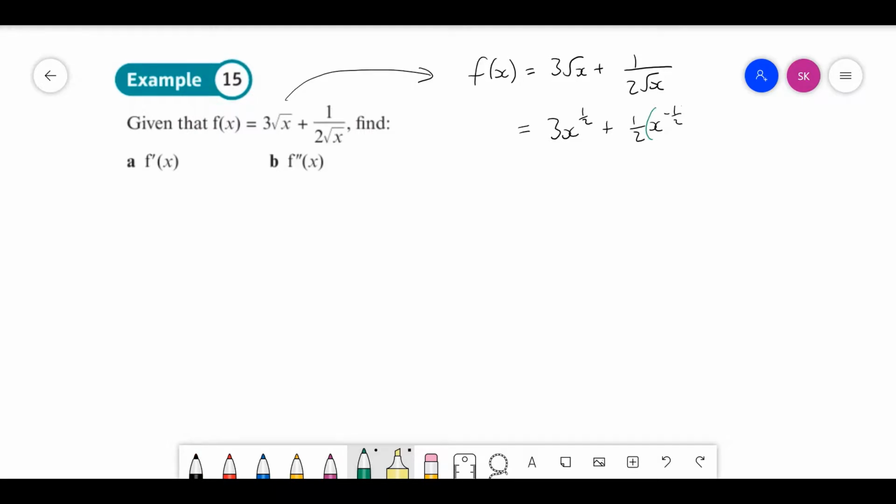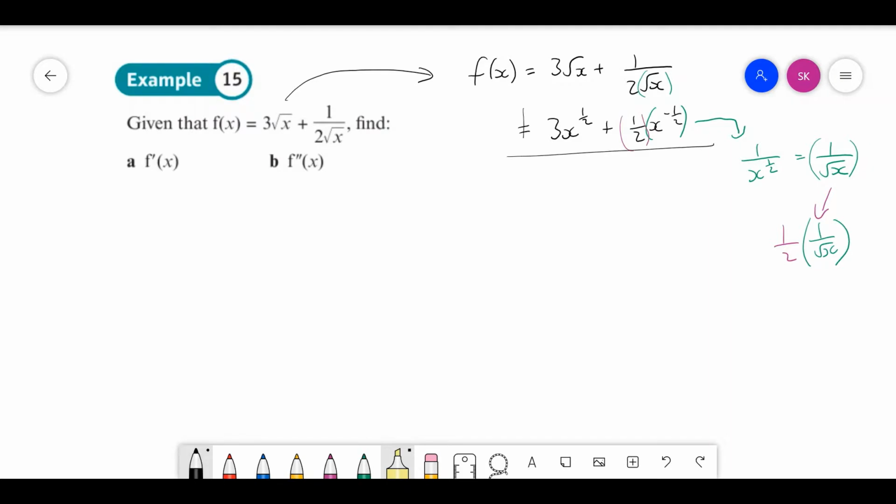To be really clear, this bit is the same as 1 over x to the power of a half, which is the same as 1 over root x, which as you can see is what we have here. If you need to rewind that so that it makes more sense, then please do. And finally, just to avoid any confusion, a half times 1 over root x obviously gives you 1 over 2 root x, which is what the question is saying. So this is my starting point.